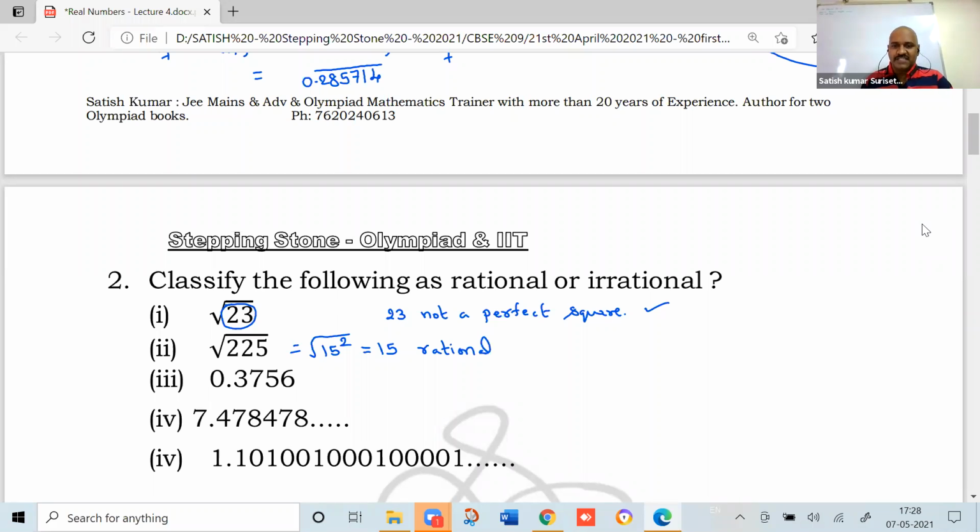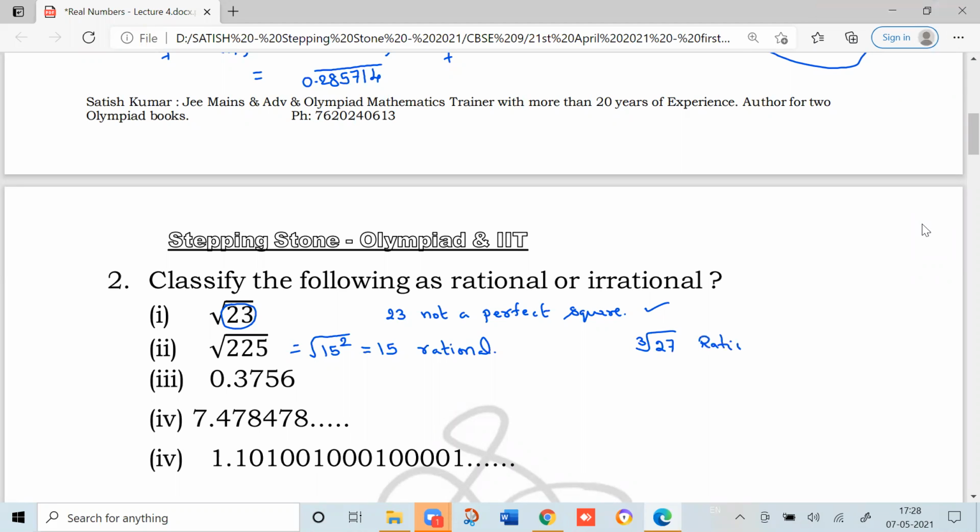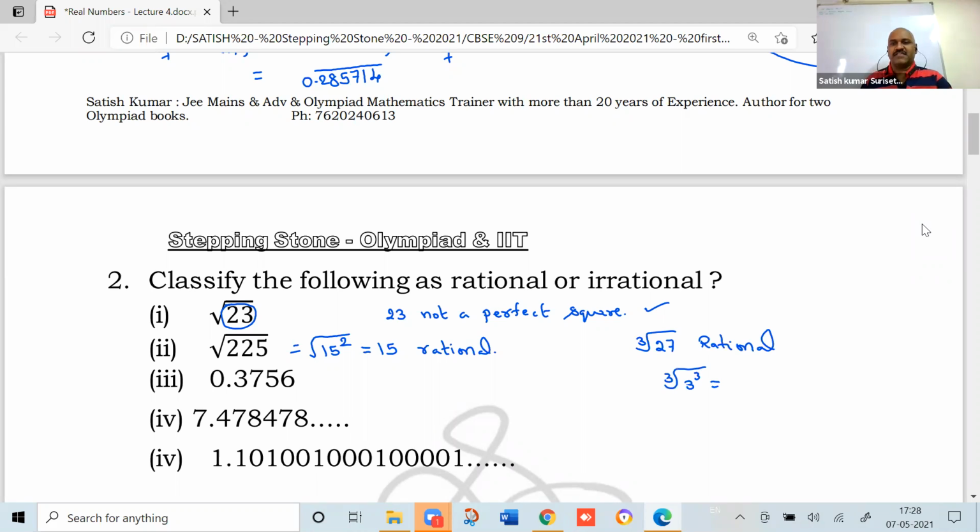Now, tell me this. Cube root of 27: rational or irrational? Rational. Why? Because 3 cubed is 27. Correct, because 27 is a perfect cube. So the cube root of 3 cubed, the value becomes 3 only.